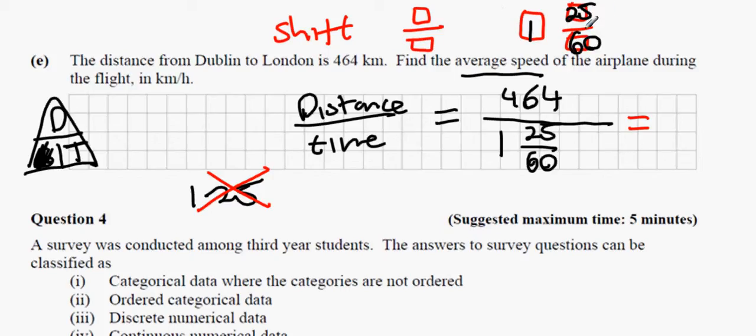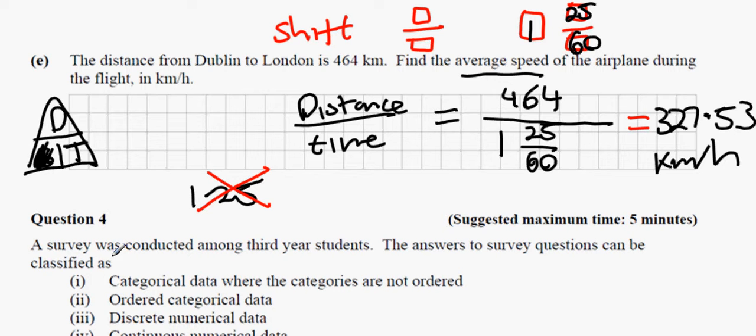So 464 divided by 1 and 25 out of 60. Okay? And you'll get 327.53 kilometers per hour.